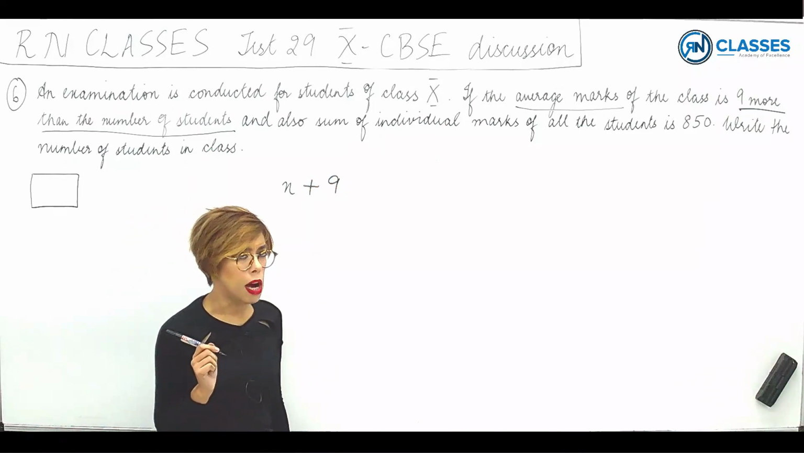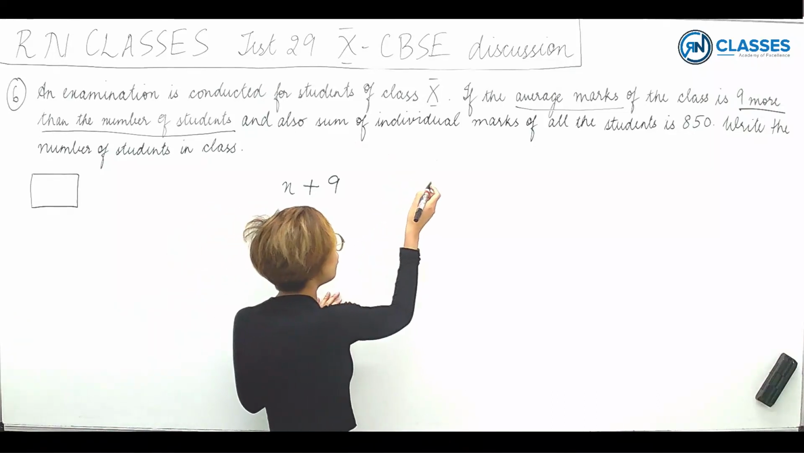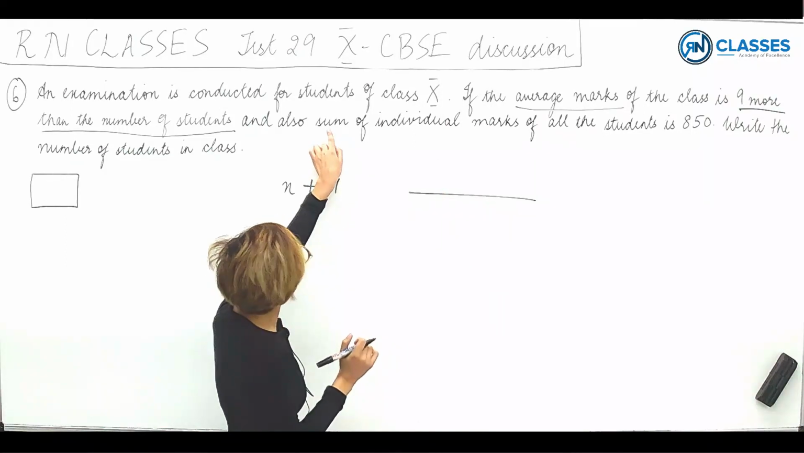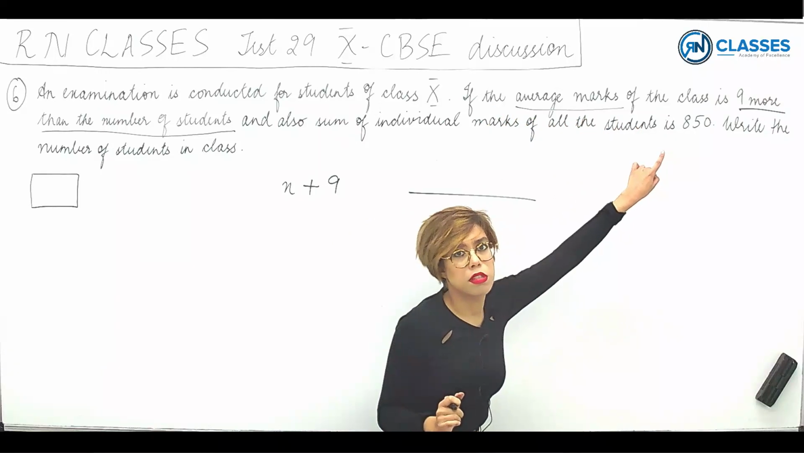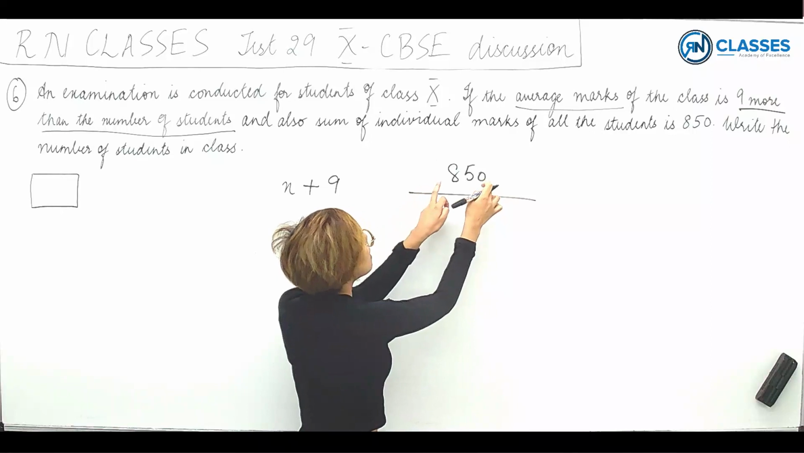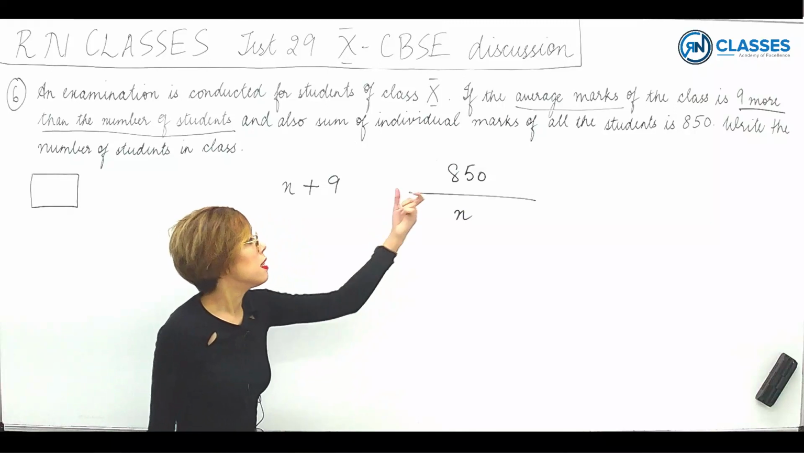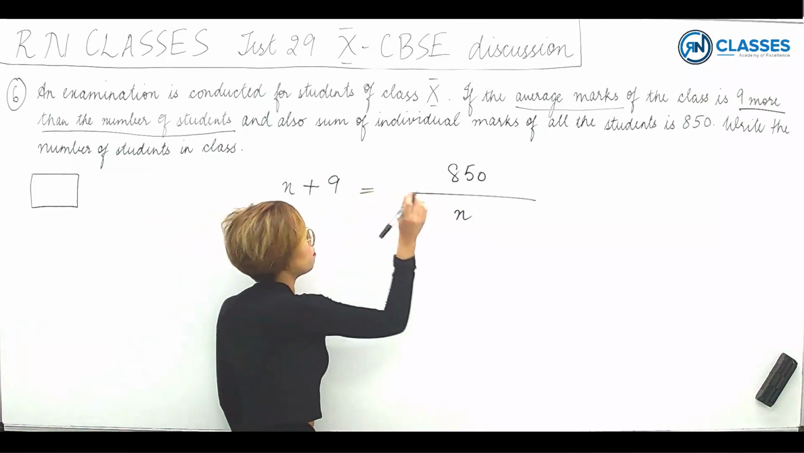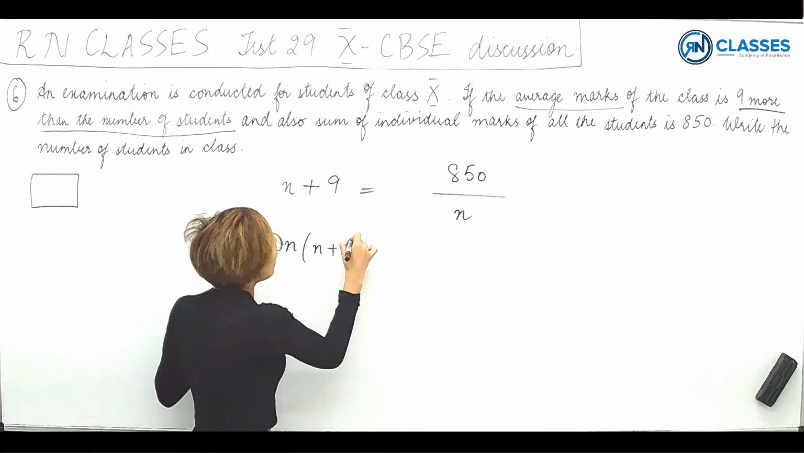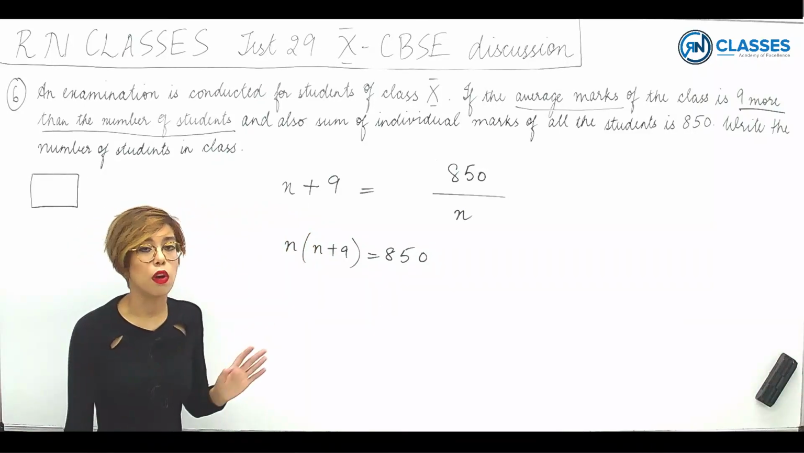But also for average marks, can't I use the method of mean? Average marks will be the sum of all marks divided by the number of students. Now the sum of individual marks of all the students is given to me, which is 850. This is divided by the number of students, which I suppose to be n. Right? Average marks. Let's equate. Now, obviously cross multiply. So n into n plus 9 is equal to 850. Now, obviously you will get a quadratic equation which you can solve easily.